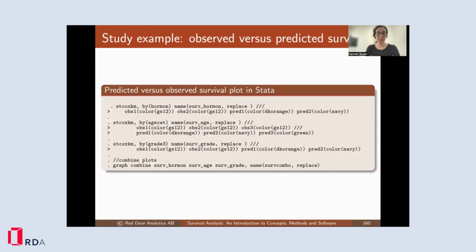If you want to predict these values yourself, you can use the commands here where we predict the curves separately using the SDCox-KM command. And then we combine them using this graph combine at the bottom to get the graphs side by side. And basically what you have to do is use this by option to specify which variable you would like to look at within each. So you can see the top one we use by hormone, the second one is by age cat, and then by grade 3.